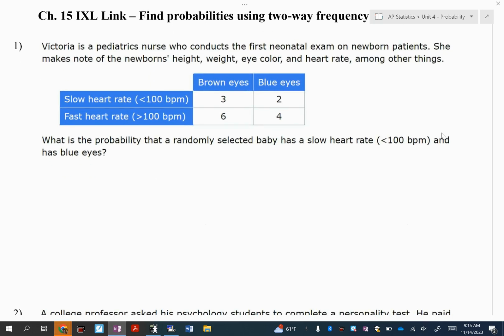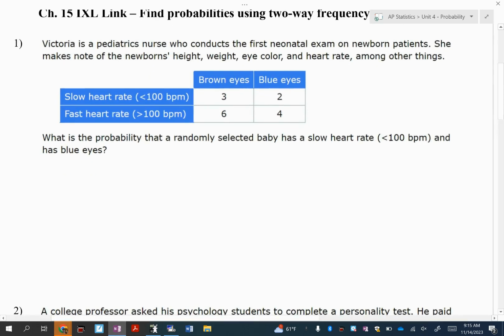So the first one, Victoria is a pediatric nurse. It's giving us some data about her patients. Now, what do you notice about this table right away? At least, what do I notice first? They don't give any marginal distributions, right? There's no totals. So take a moment and find some totals. It's worth your time to take that moment.